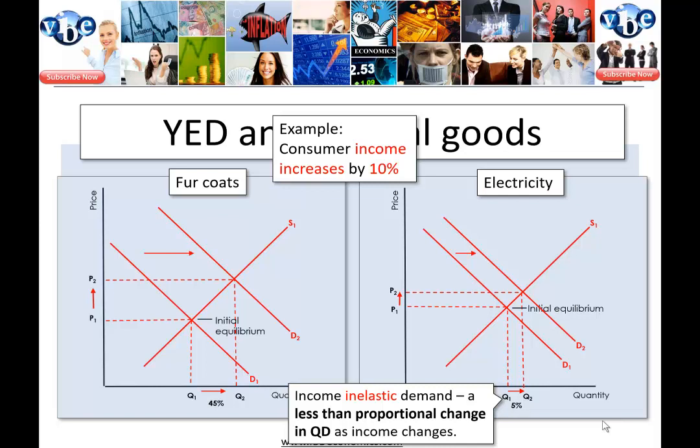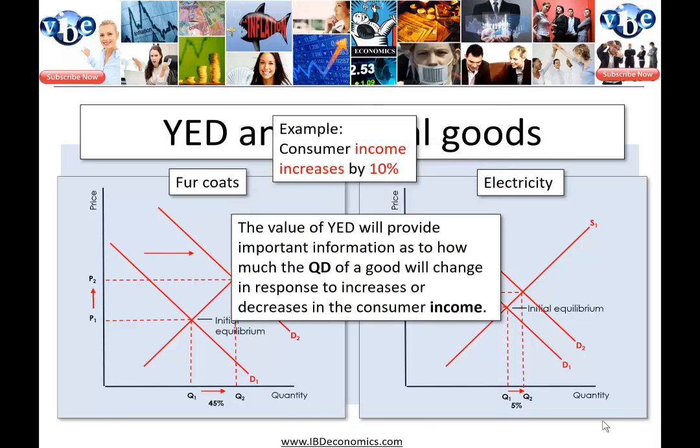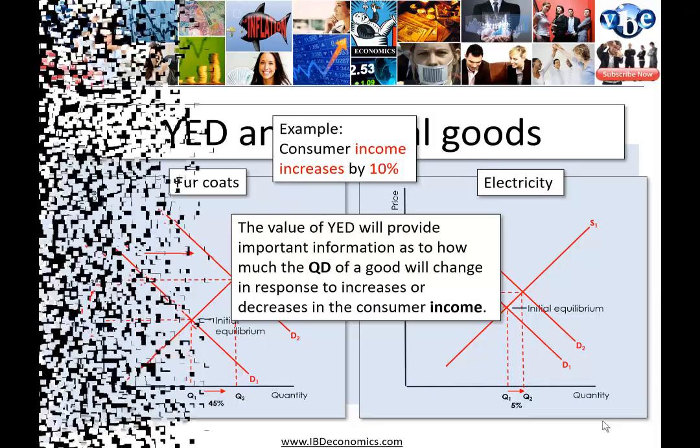So we have the income increases by 10%. That causes a change in quantity demanded of only 5%. Whereas for a luxury good, like a fur coat, that change in income results in a much greater change in quantity demanded. So income's increased by 10%. The quantity demanded for fur coats may increase by 45%. Now, the value of YED will provide important information as to how much the quantity demanded of a good will change in response to increases or decreases in the consumer income.